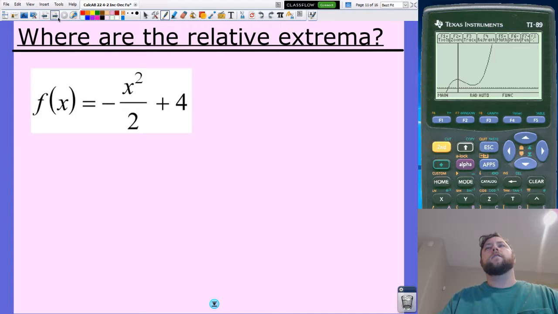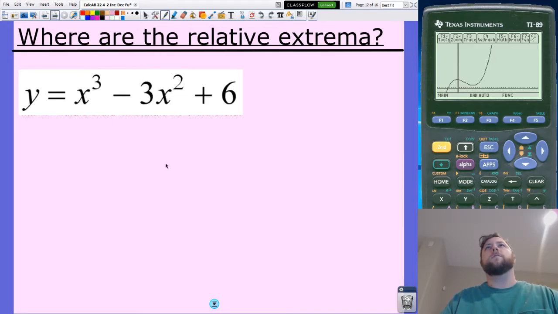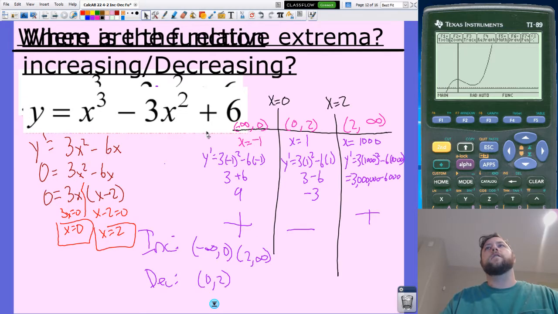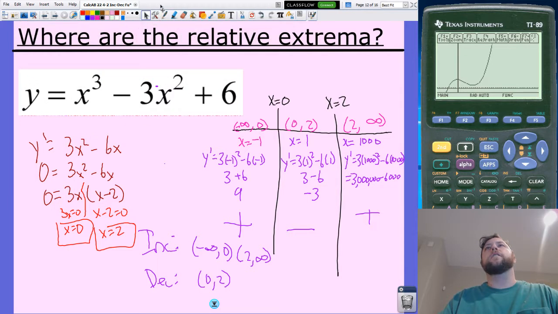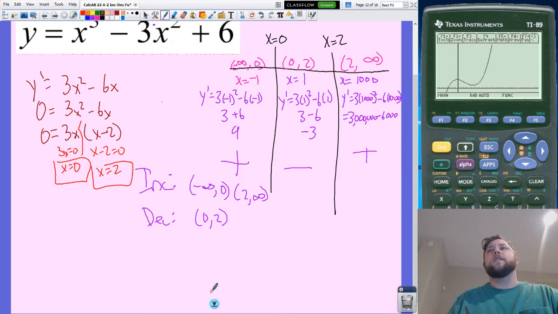Okay, so I want to find the relative extrema of this graph. So, remember this one? I found out where it's increasing and decreasing, but I want to figure out where the relative mins and maxes are. So, the last step to this is I know it's increasing, and then it's decreasing, and it's increasing again.